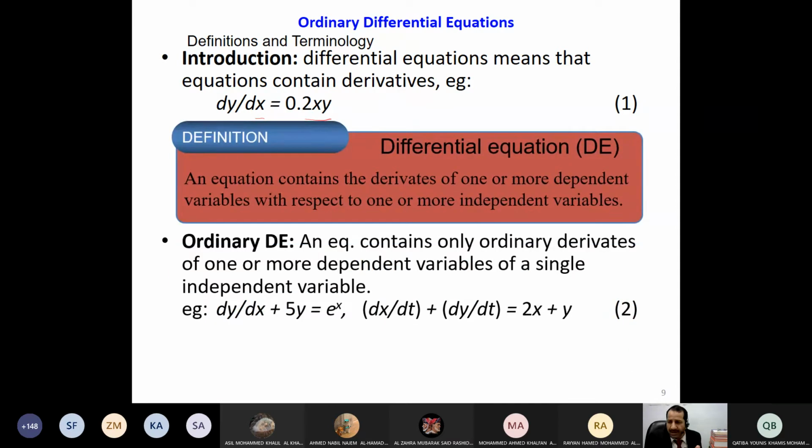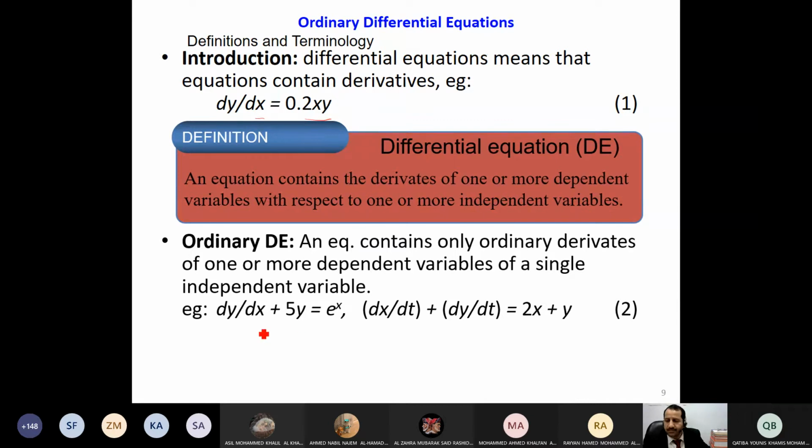Now, let me read here the definition for you. Differential equations: an equation that contains the derivatives of one or more dependent variables with respect to one or more independent variables. y is a function of x. y has been differentiated. We need to integrate to get y. Very simple.